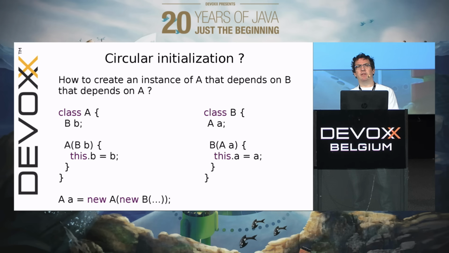How do I solve this? There are two ways to solve it. One way is to use a library that does dependency injection and pray. Usually they create a proxy, if it works.